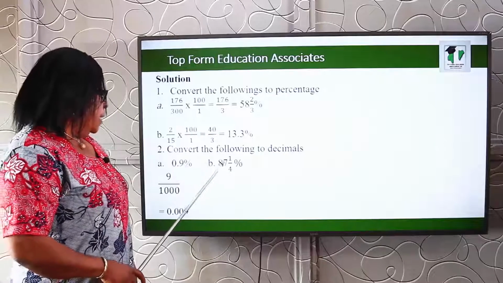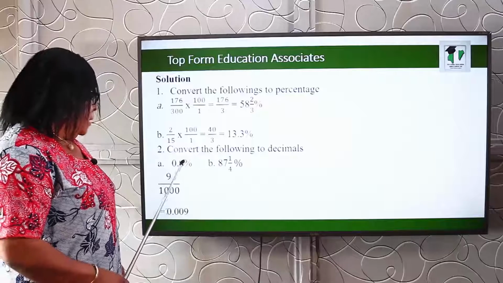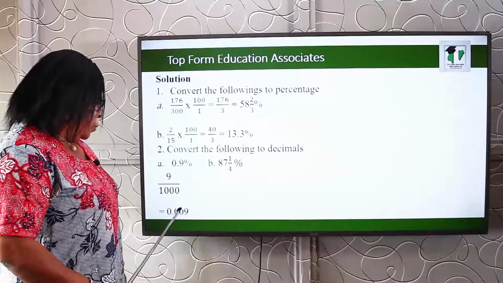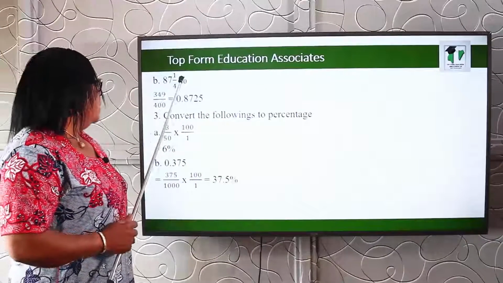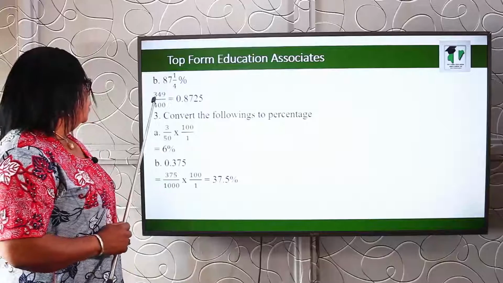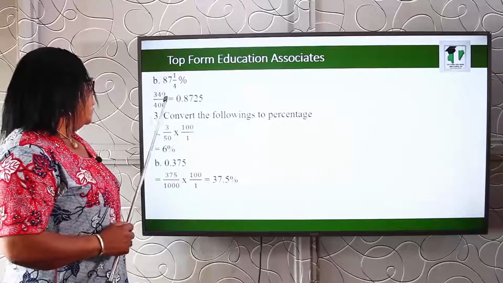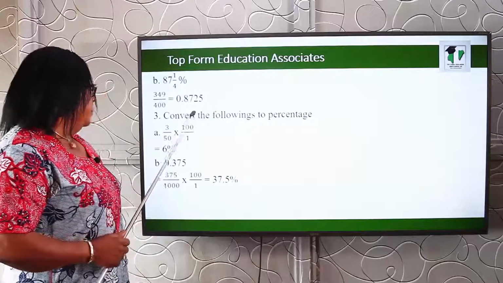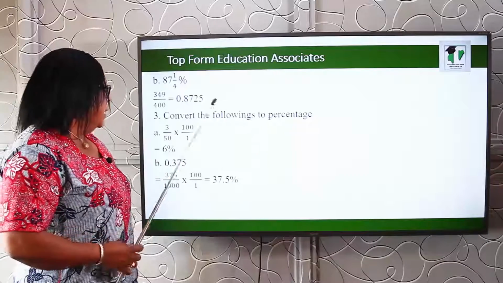Number 2, convert the following to decimals. A, 0.9%, B, 87.25%. So 0.9% is 9 over 1,000, which is 0.009. B, 87.25%. That will give us 349 over 400. And when you divide this, you will have 0.8725.